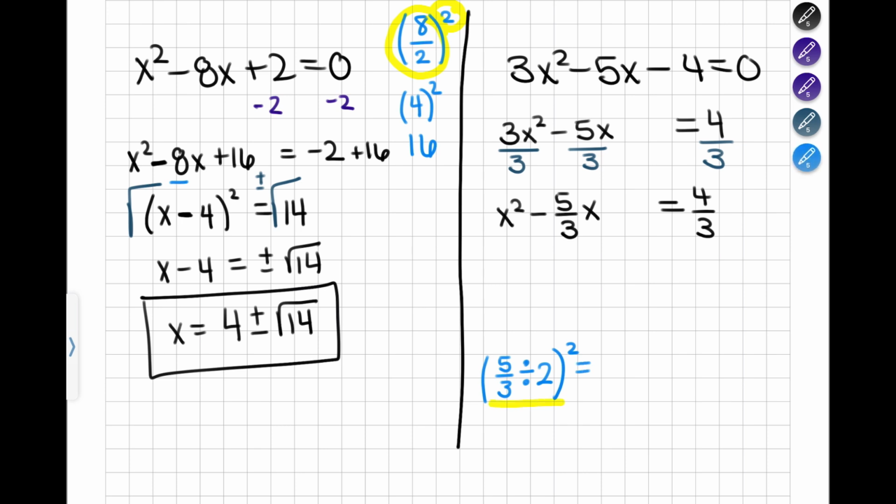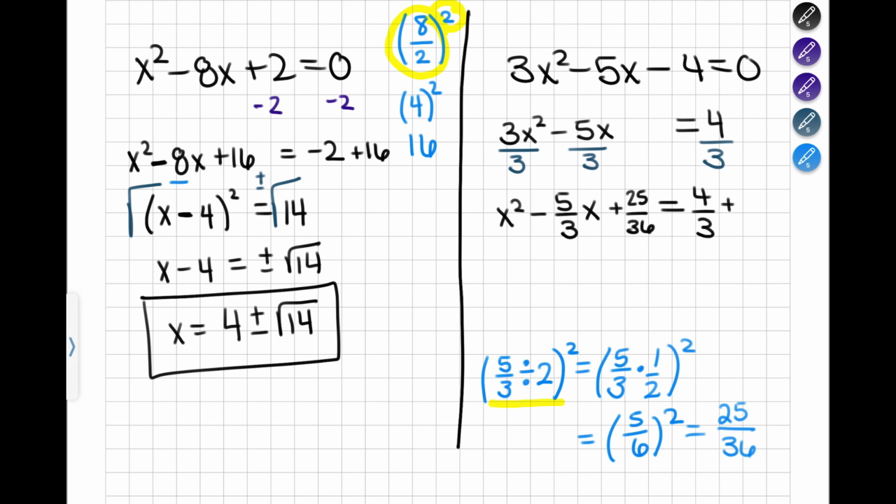5 thirds divided by 2 is the same as 5 thirds times a half, or, if I multiply straight across, 5/6. So I take the number in front of the x, 5 thirds, I cut it in half, that gives me 5/6. And then if I square that, I get 25 over 36. So that's what I have to add to both sides. So plus 25 over 36, same thing added to both sides.